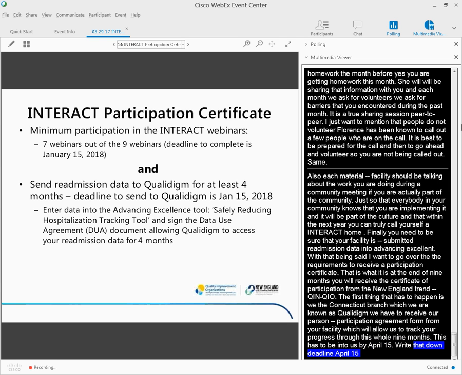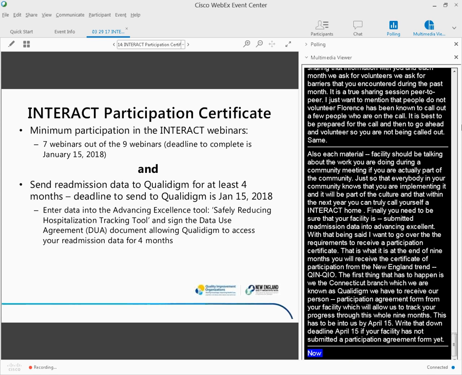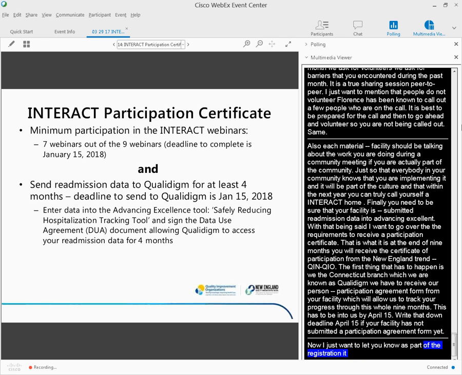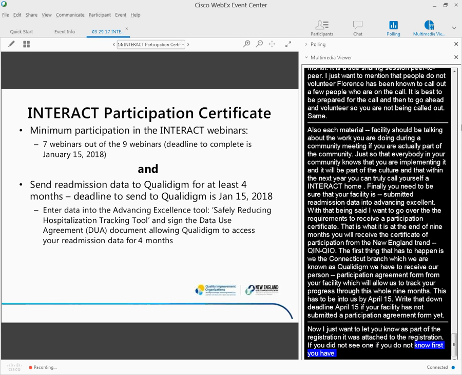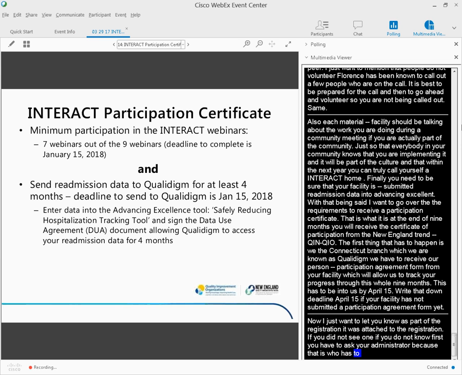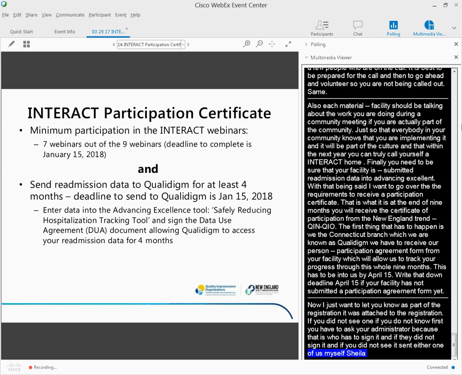So write that down, deadline, April 15th, if your facility hasn't submitted a participation agreement form yet. Now, just want to let you know, it was attached to the registration. If you did not see one, first you have to ask your facility administrator, because that's who has to sign it. And if they did not sign it, if you have not seen it, send any one of us, myself, Sheila, or Florence, an email saying, please send us the form. Because that has to be in place before any of this other work is being done or being tracked.